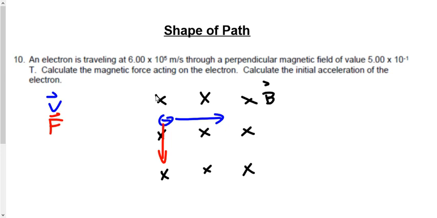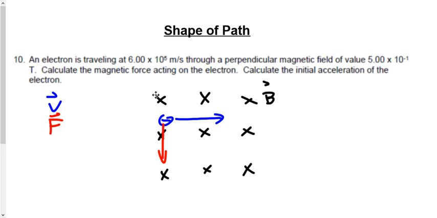If the force was to the right, it would speed up. If the force was to the left, it would slow down. But the force is perpendicular to the way it's moving. So the speed isn't going to actually change. Watch what happens here. We've got a charged particle moving to the right, force down the page. That means the particle is going to start moving somewhere in between, right? It's going to split the difference.